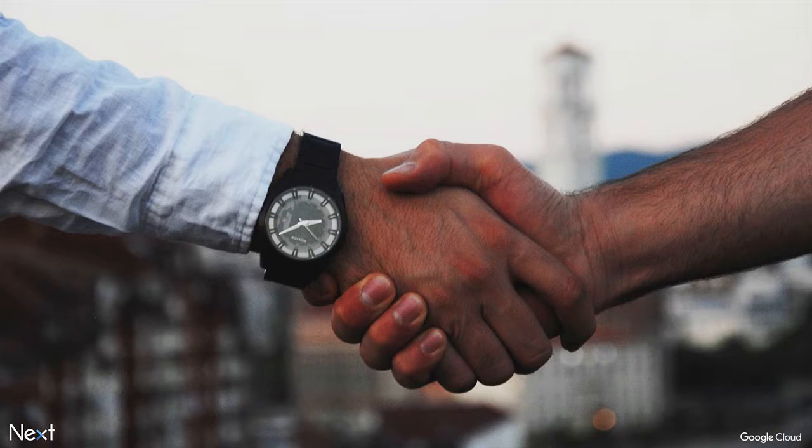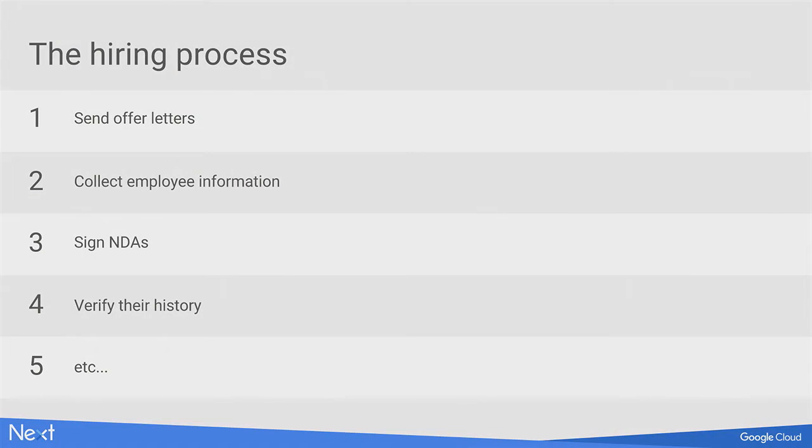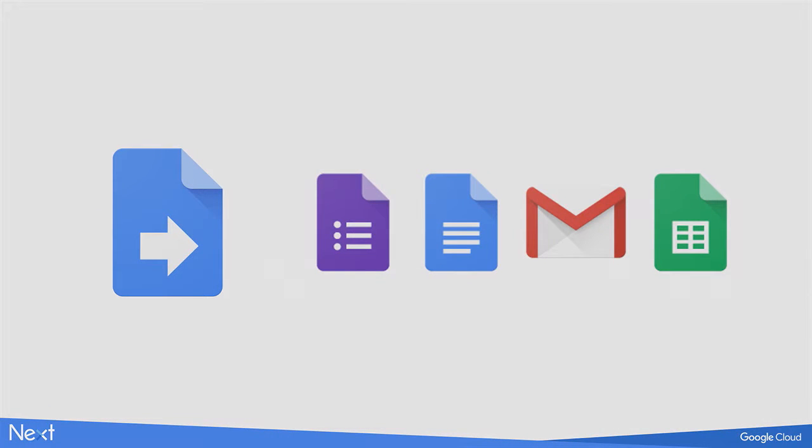But automating parties isn't what brought you here. Businesses have a lot more critical tasks, like hiring people. There are a lot of steps to hiring someone. You have to send offer letters, you have to collect employee information, you have to have them sign NDAs and verify their employment history, and so on and so forth. So I'm going to walk through a demo of how you could automate the process of hiring someone, if you can switch to the demo machine.